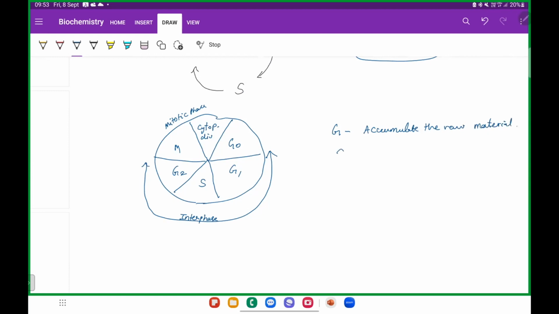After G phase, what happens? You have this S phase. In S phase, you are going to go for replication. First you accumulate the raw material, and after accumulating it, you go for replication. After replicating, what do you do?